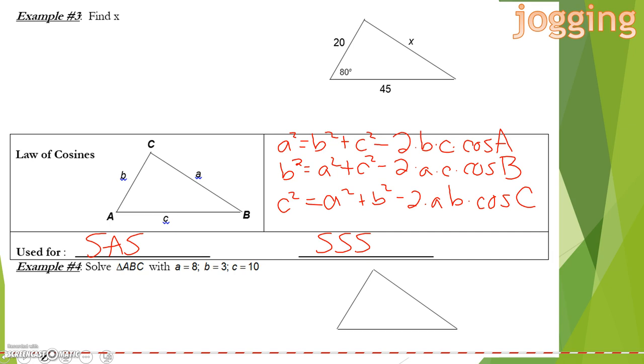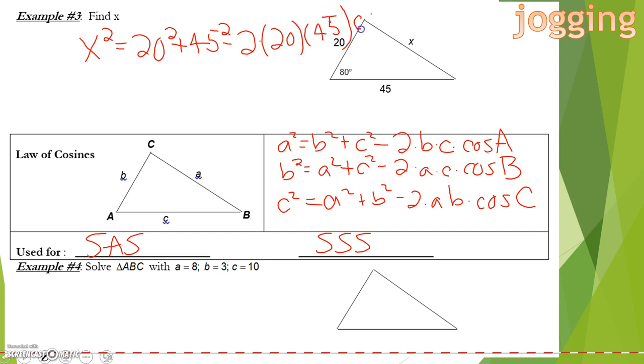So if we're looking at this triangle, we're trying to find that side there. I do not have an angle across from it, so I'm going to have to use the law of cosines. So to find that x, it would be that side squared equals, you add together the other 2 sides and square them. Then it's minus 2 times those 2 sides, and then cosine of the angle across from the side, so 80.